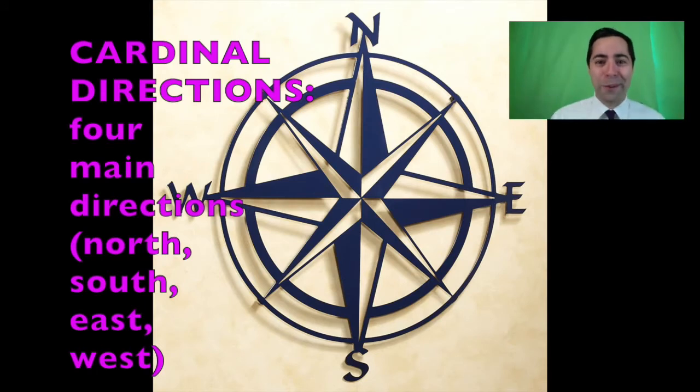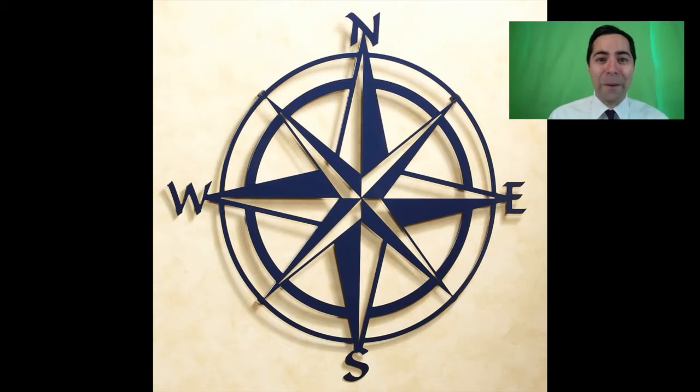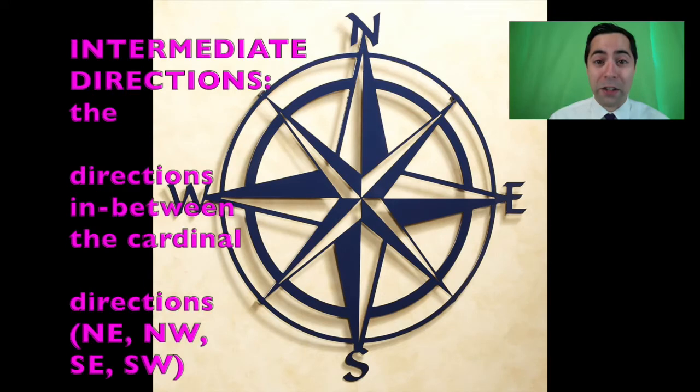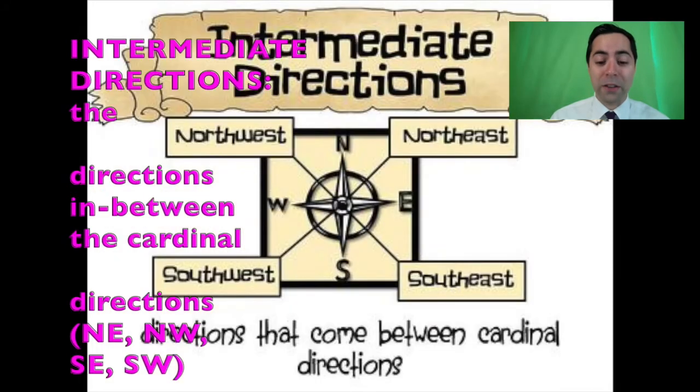So I'm sure many of you have heard of this before. Maybe you even studied this in another class. Now, if you were to look at a compass rose, there are some other directions that you will see on the compass rose as well. They're known as the intermediate directions. The intermediate directions are the directions in between the cardinal directions on a compass rose. So for example, an example of an intermediate direction is northeast.